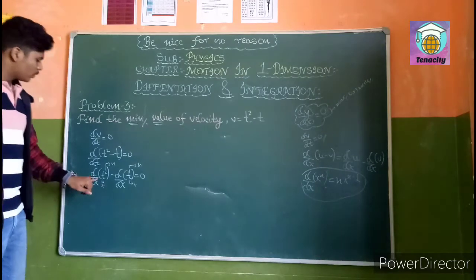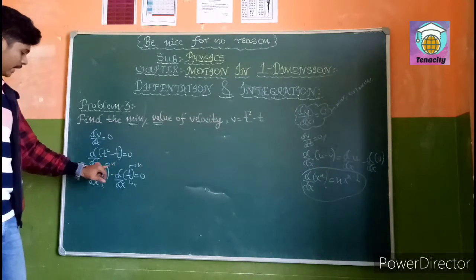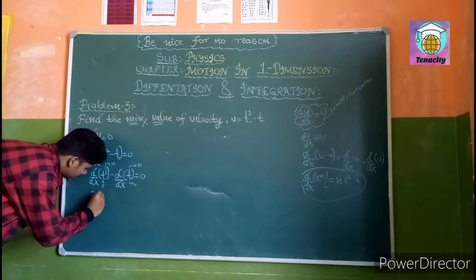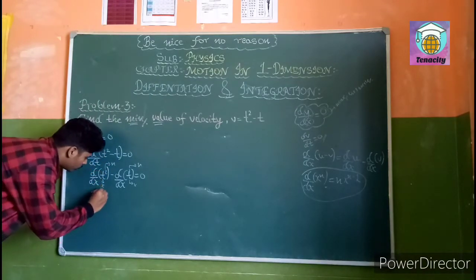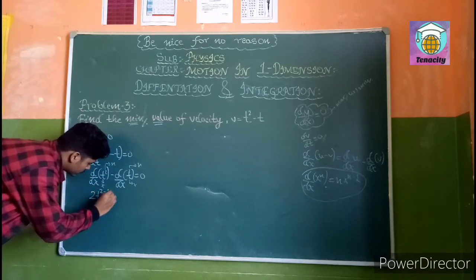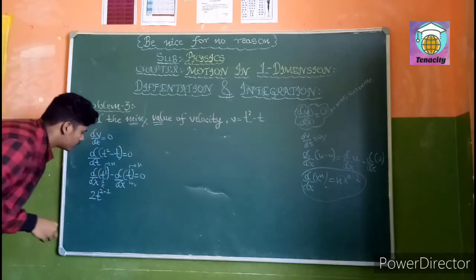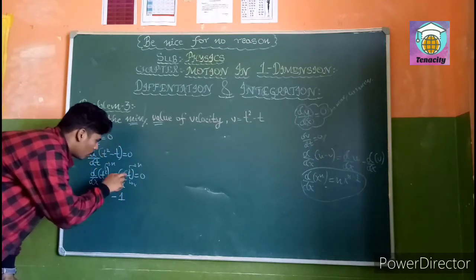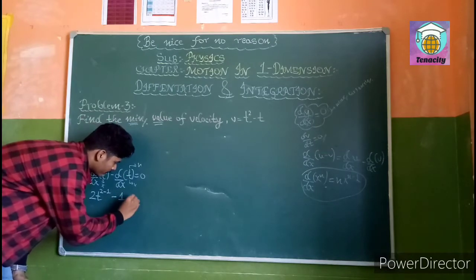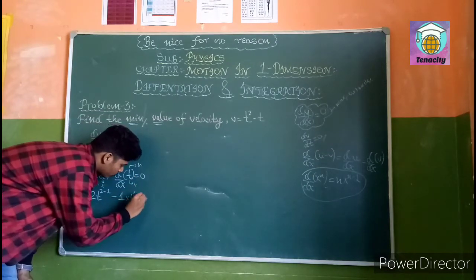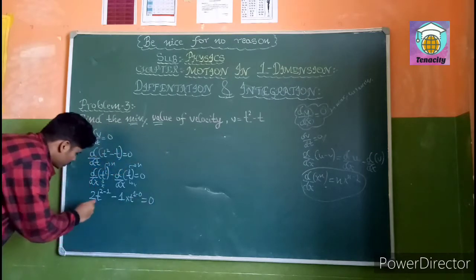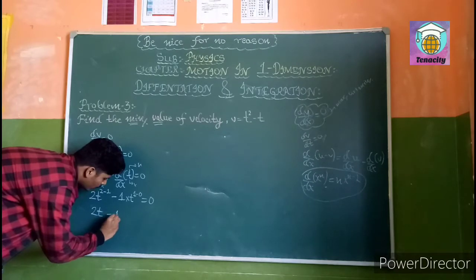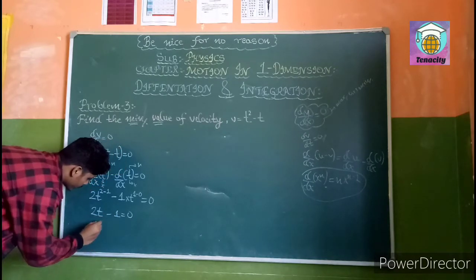So what is the differentiation of x power n? That is nx power n minus 1. What is n? 2. What is x? t. What is n? 2 minus 1. So this is the differentiation, d by dx of t square minus, what is n? 1. What is x? t. What is n? 1 minus 1 is equal to 0. So it is 2t minus 1 is equal to 0.